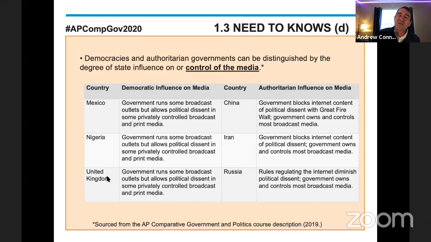The governments on the right, China, Iran, and Russia, that demonstrate more authoritarian characteristics, again, you see a much deeper and wider control, particularly of broadcast media. So you might have some independent print and internet sources in Russia, and certainly Russia is more likely to have more of an independent media voice than, say, that's allowed in Iran, and certainly that's allowed in China.